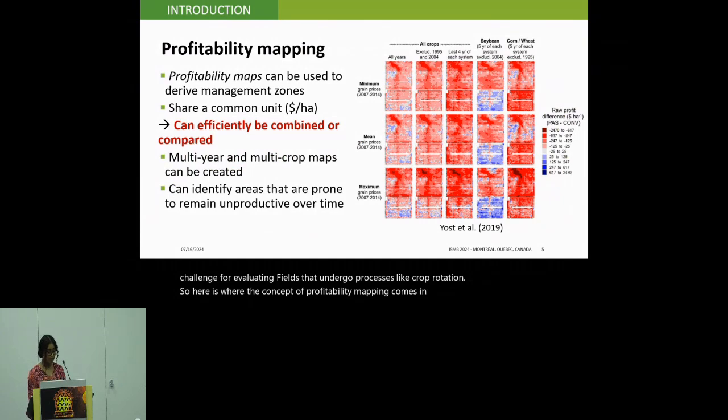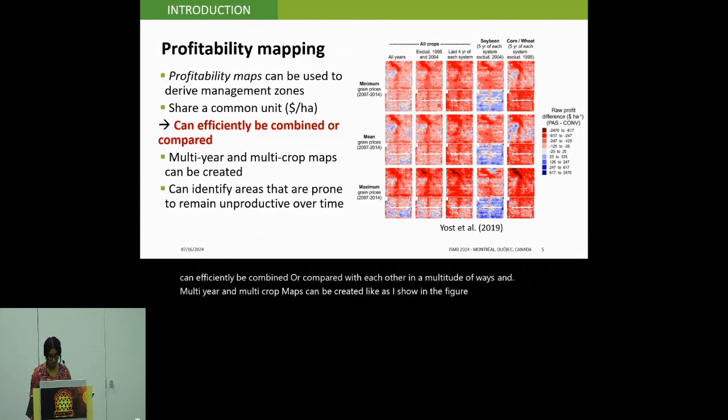So profitability maps can also be used to derive management zones, and the neat trait about them is that they have a common unit, which is dollars per hectare. And this is irrespective of the management strategy that we've used, the crop planted, or the year that we're looking at. So in consequence, they can efficiently be combined or compared with each other in a multitude of ways. And multi-year and multi-crop maps can be created, like as I show in the figure.